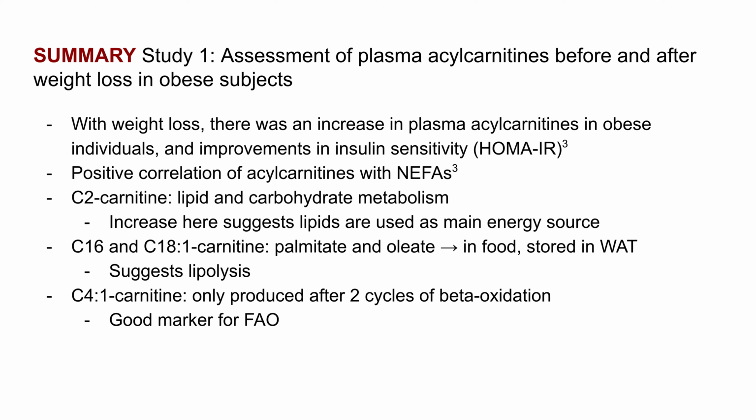First, C2 carnitine is only produced in lipid and carbohydrate metabolism. So the increase here suggests that lipids are being used as a primary source of energy. C16 and C18 carnitines come from our dietary palmitate and oleate, which is stored in our white adipose tissue. So this increase suggests that lipolysis is happening. C14 carnitine is only produced after 2 rounds of beta oxidation, and thus it is a good marker for fatty acid oxidation.